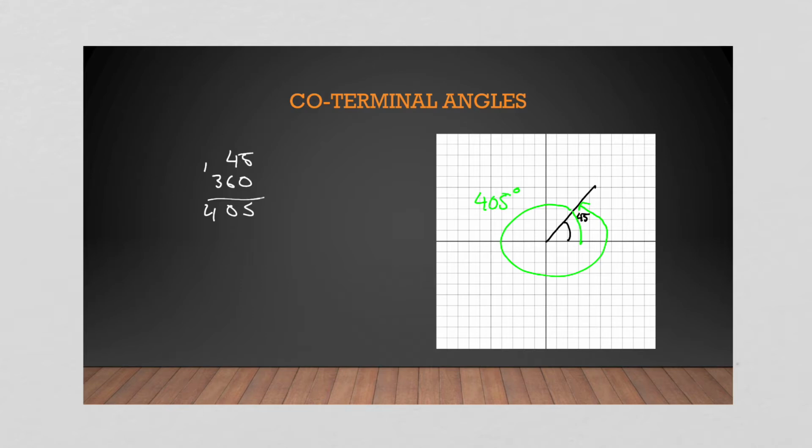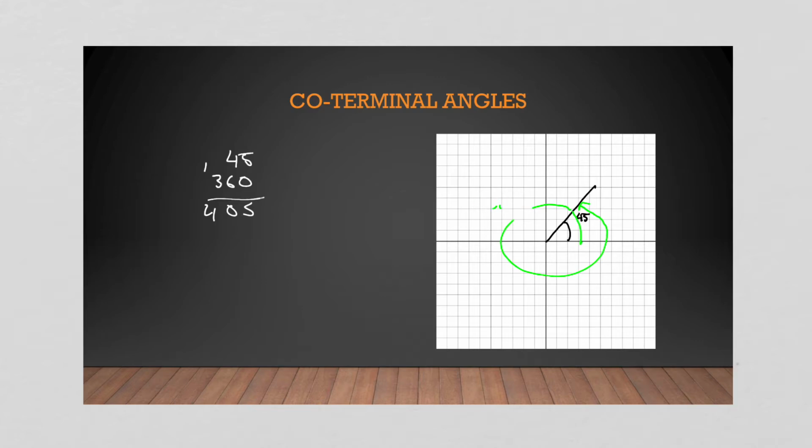Now, if you were to take your calculator and pick sine, cos, or tangent, and key in 45 degrees or 405 degrees, you would get the same result because the terminal arm is in the same position. You've just done multiple rotations. So a coterminal angle is an angle that has the same ratio value when used in trig functions. It just has 360 degrees added or subtracted to it.